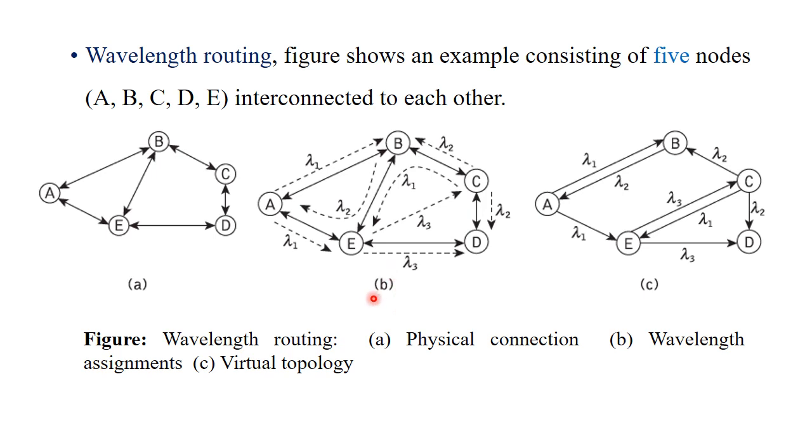In figure B, we can observe that all these dashed lines indicate the direction of the flow of each of the wavelengths. For example, A to B, so there is lambda 1. From C to B, there is lambda 2. Like this, the mutual connection between each of these nodes is represented.